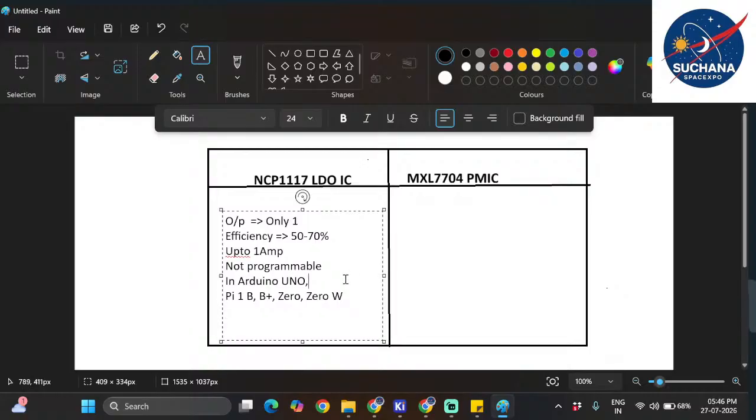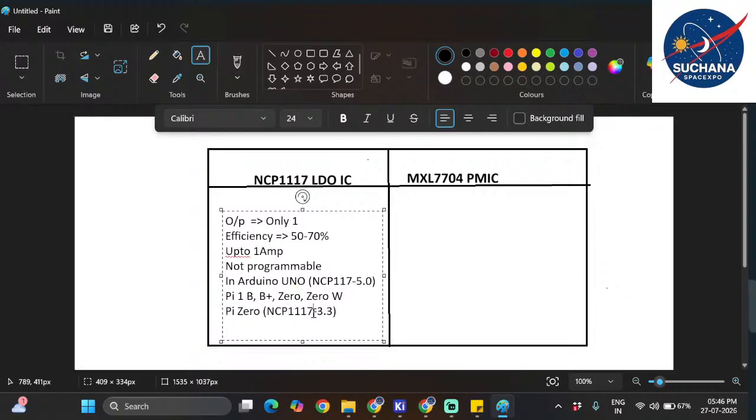But in Arduino, what you will find is NCP 1117 hyphen 5.0. That means the output voltage is fixed at 5 volts. Whereas in these Raspberry modules, you can find the same IC. For example, if you take Pi 0 into consideration, then you can find the NCP 1117 IC, but with hyphen 3.3. This is the naming convention: this is the IC name, and this is the output voltage produced by the IC.